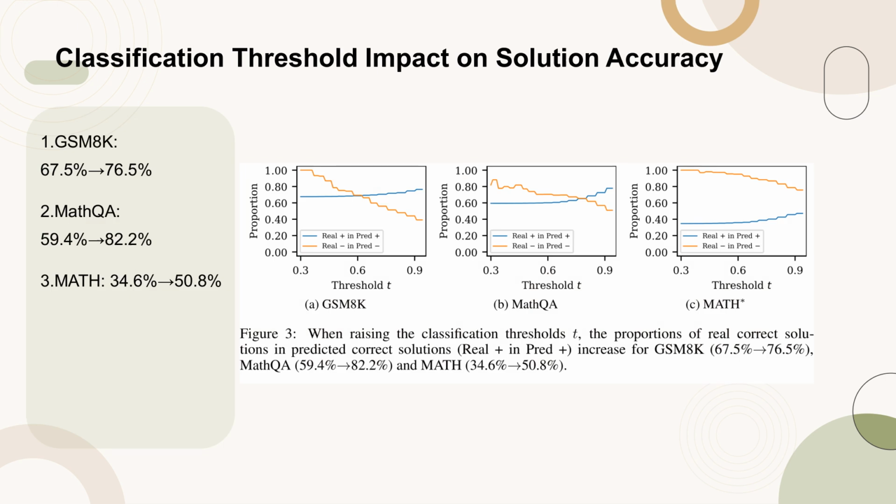Figure 3 illustrates the effect of increasing classification thresholds on the accuracy of predicted correct solutions across different datasets. For GSM-8K, the proportion of real correct solutions and predicted correct solutions rises from 67.5% to 76.5%. Similarly, for MathQA, this proportion increases from 59.4% to 82.2%. In the case of Math, the increase is from 34.6% to 50.8%. This demonstrates that as the threshold for classification is raised, the likelihood of correctly identifying actual correct solutions increases, albeit at the potential cost of misclassifying some correct solutions as incorrect.